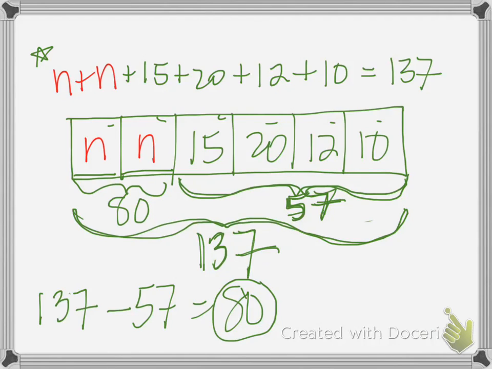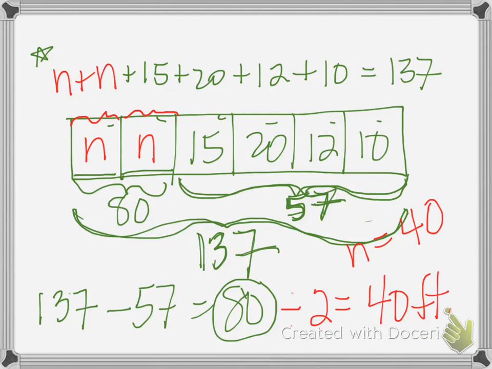Now this 80, I know, is going to be right here. What's really helpful in this case, and it won't always be the case, is that I know these two are equal. These are equal because they told me before they are the same size. So all I have to do then is divide by 2, and I know that each one of those is going to be 40 feet. So in the end, n equals 40.